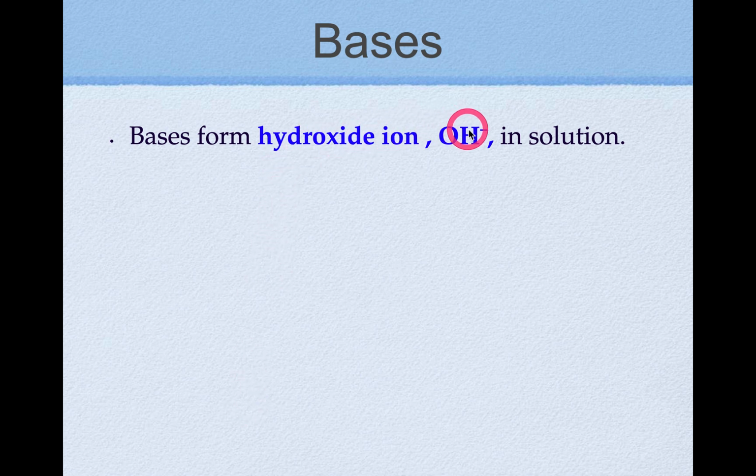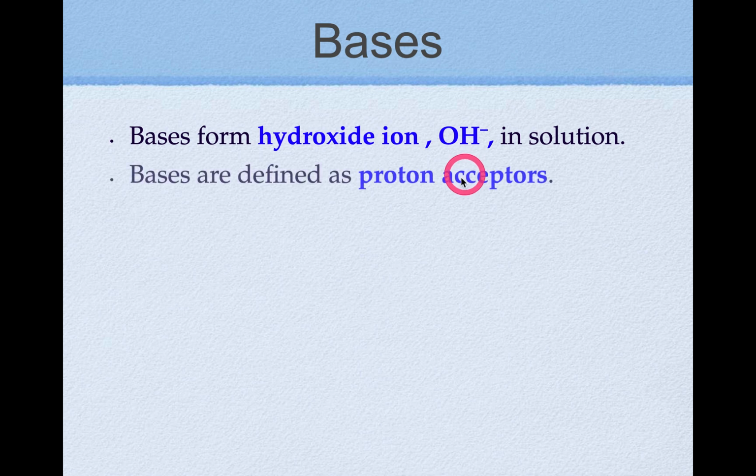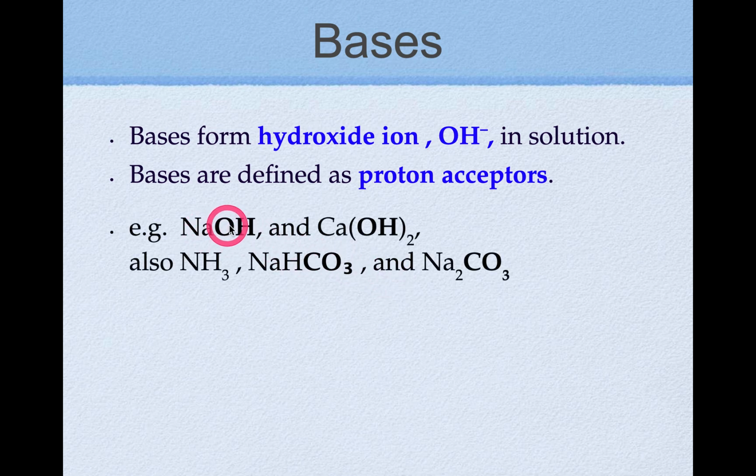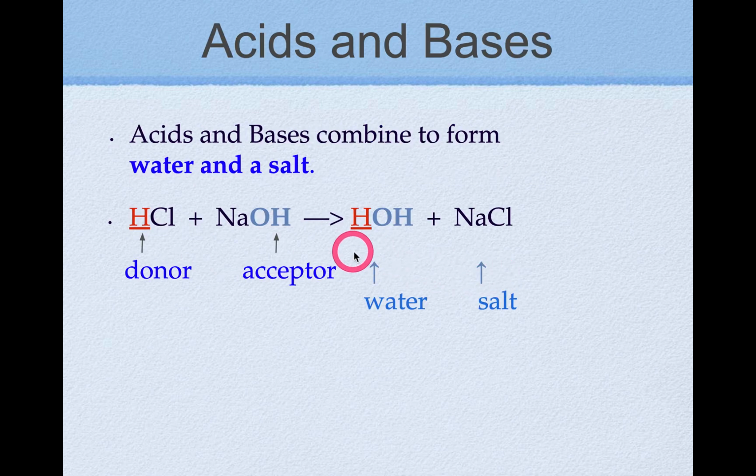Bases form hydroxide in solution. So this OH is the basic part. They're defined as proton acceptors. Sometimes it'll be this that's the proton acceptor, and sometimes it'll be something else. Here are some examples with the OH, the hydroxide: NaOH and CaOH. Ammonia, NH3, is a very common example of a base. So are the carbonates: sodium hydrogen carbonate, which is baking soda, and sodium carbonate, which is washing soda.